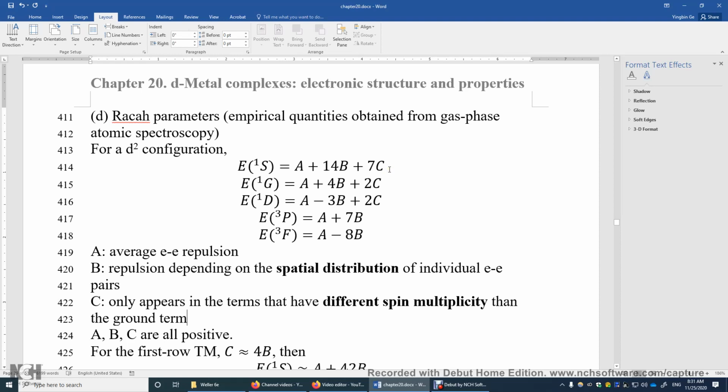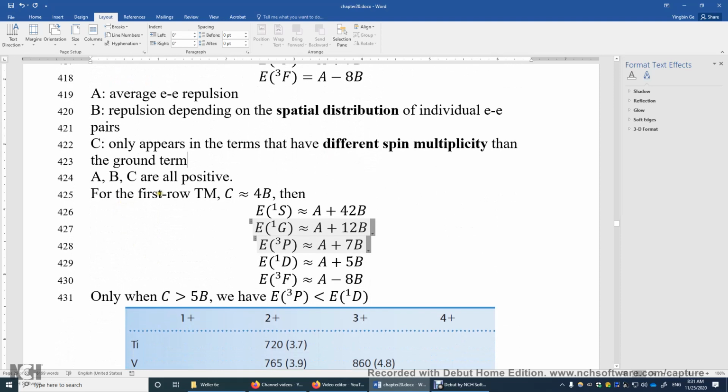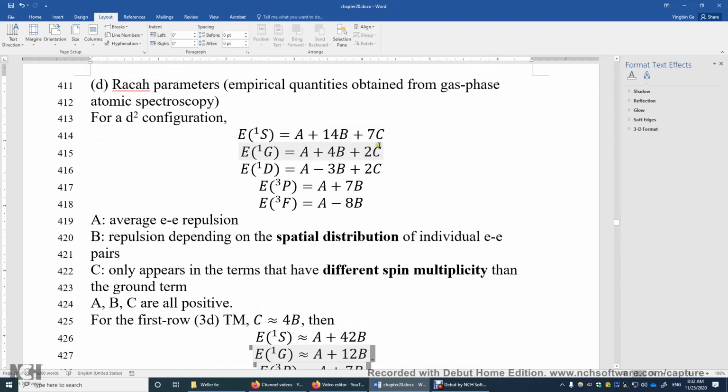So again, if you know the values of the Racah parameters A, B, and C for your transition metal, either atom or ion, you will be able to predict semi-quantitatively the relative energies of all those five atomic terms. For the first row transition metal atoms or ions, that means 3d transition metals, C is approximately equal to 4B. A big approximation here. And then we can replace 7C with 28B. This is roughly 8B. This is also roughly 8B.